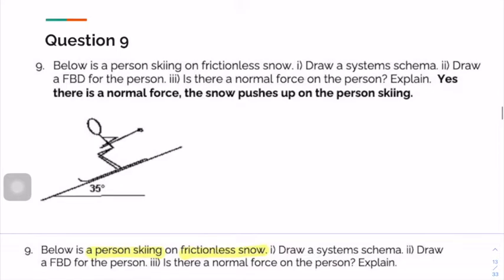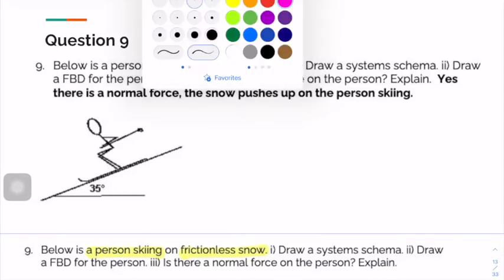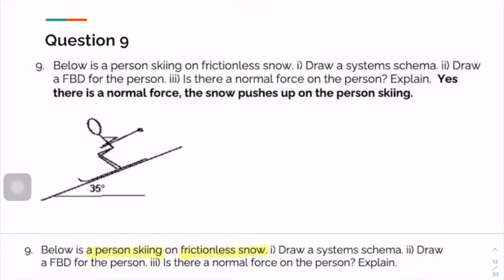Okay, question 9. Below is a person skiing on frictionless snow. Draw a system schema. I'm going to draw two options because some of you want to do this. Something I should have mentioned is that anything attached to a person we assume is part of the person. It's not separate. So the skis are attached to the skier. So we've got the skier, the ramp, and the Earth.